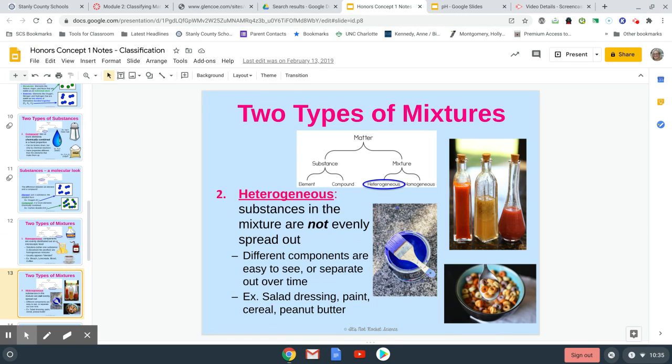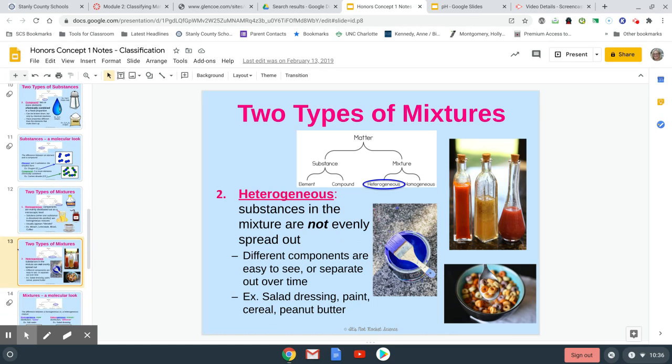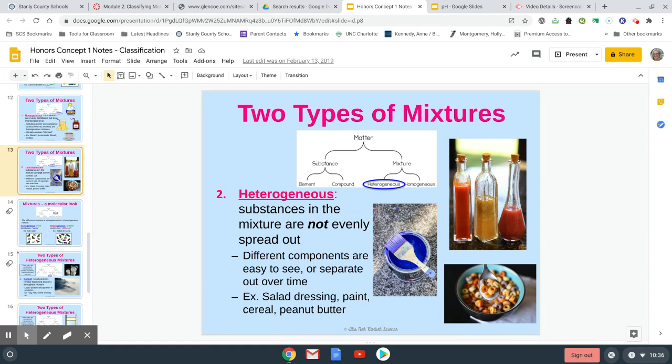Then you have heterogeneous mixtures. These look different throughout or they settle out over time. So paint, you say, well, that looks the same throughout. Well, if you leave a paint can sitting and then you open it to use it, typically you have to stir it because substances have settled out. So that makes it heterogeneous. You can see the different parts or it settles out. Think about Italian salad dressing.